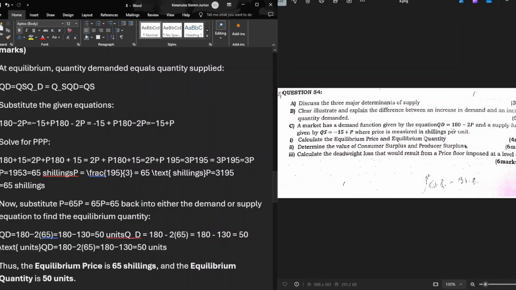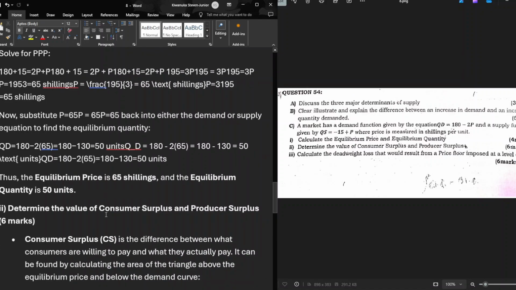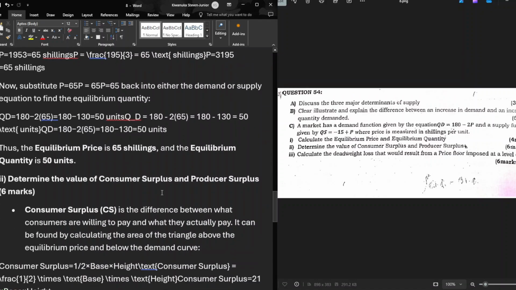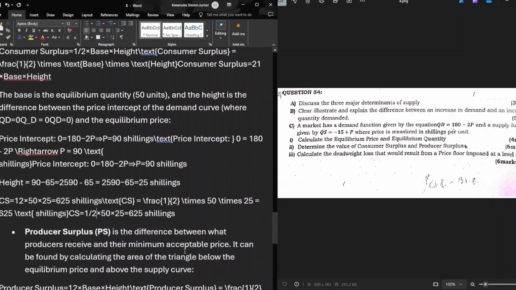the quantity demanded here when we have 65. When P equals 65, you get the quantity demanded: 180 minus 130, you get 50. So you have a half times 50 times another 25. You'll be getting the answer. When I calculated, the answer was 625. A half, 1 over 2, times 50 times 25, you get this.